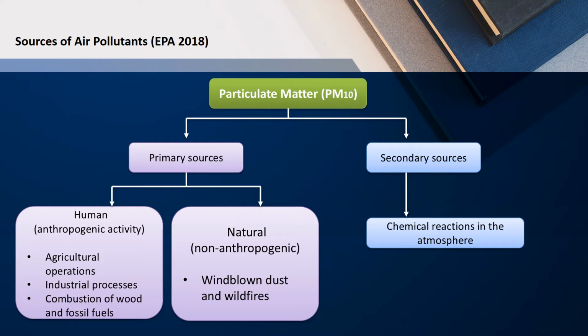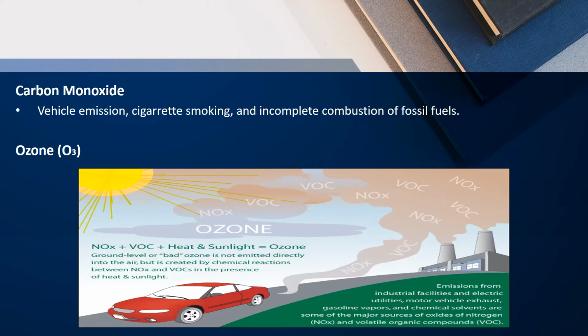Next, the sources of air pollutants. First, particulate matter PM10 has two sources, primary sources and secondary sources. Primary sources are divided into two, which are anthropogenic activity and non-anthropogenic, while secondary sources contain chemical reaction in the atmosphere. Second, carbon monoxide. Carbon monoxide comes from vehicle emission, cigarette smoking, and incomplete combustion of fossil fuel. Third, ozone. Ozone is created by chemical reaction between NOx and VOC in the presence of heat and sunlight.